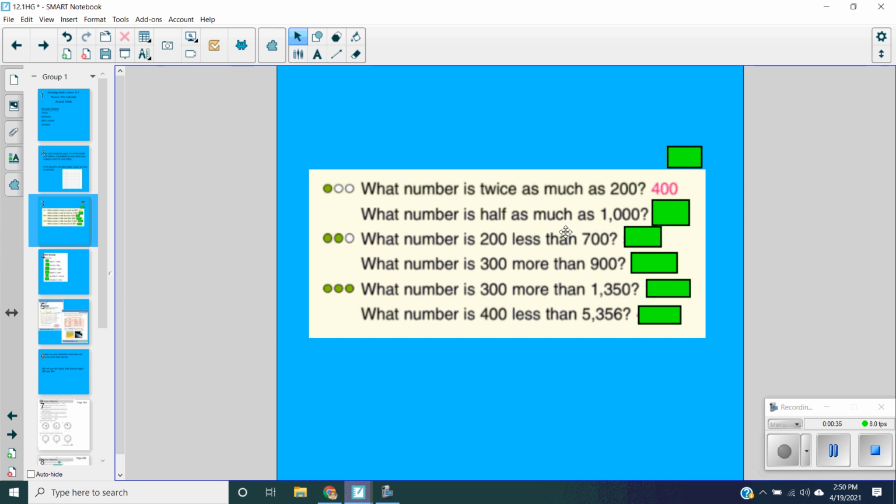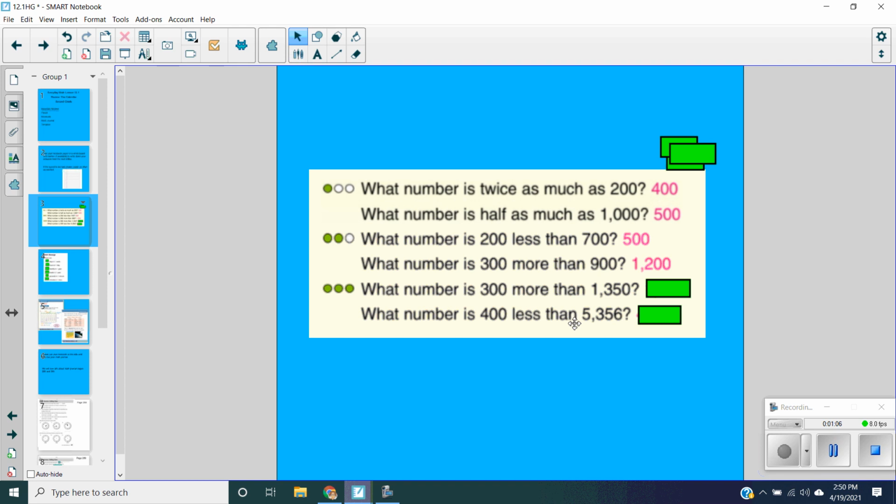What number is half as much as 1,000? You should say 500. And if I'm going too fast, pause as often as needed. What number is 200 less than 700? You would say 500. What number is 300 more than 900? You would say 1,200. I know that 9 plus 3 is 12, and then I add my 2 zeros.